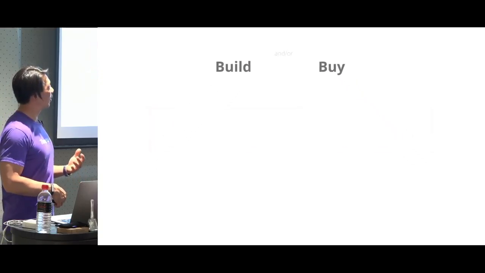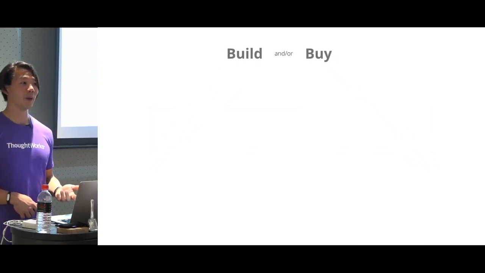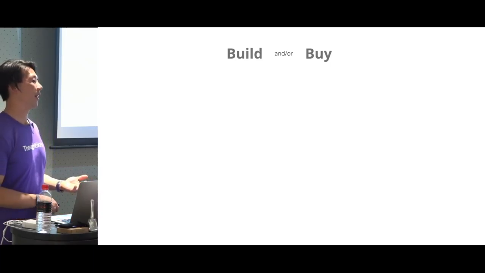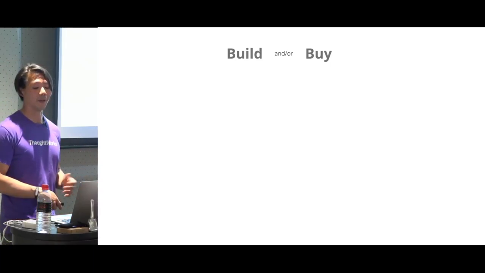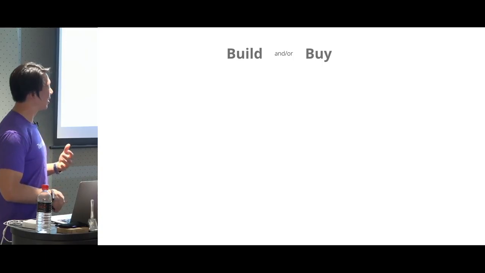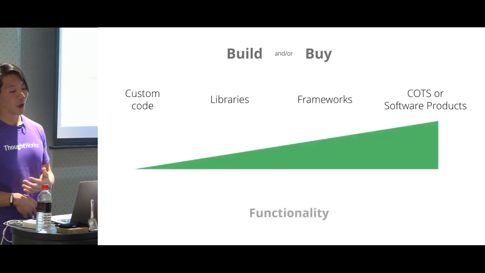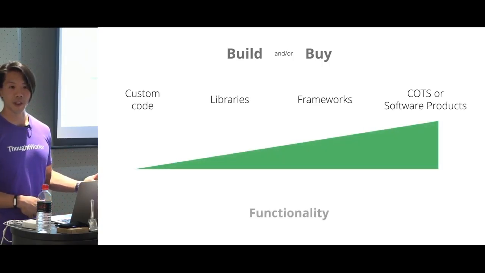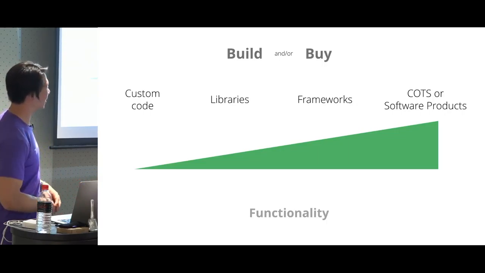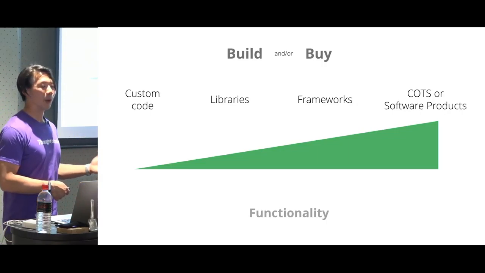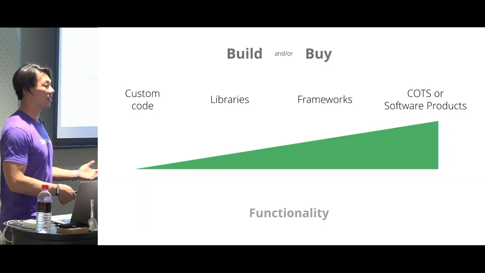And one of the things that a lot of people are thinking about when they talk about build and buy, they're always thinking about features and functionality, right? We want to deliver value, we want to deliver value fast. And this is why there's often the spectrum, looking at, say, custom code all the way through to components off the shelf, COTS, or software products, where we generally evaluate products based on what they give us.